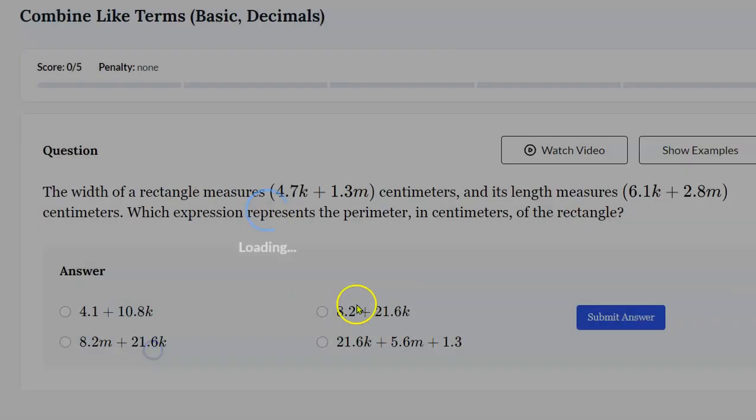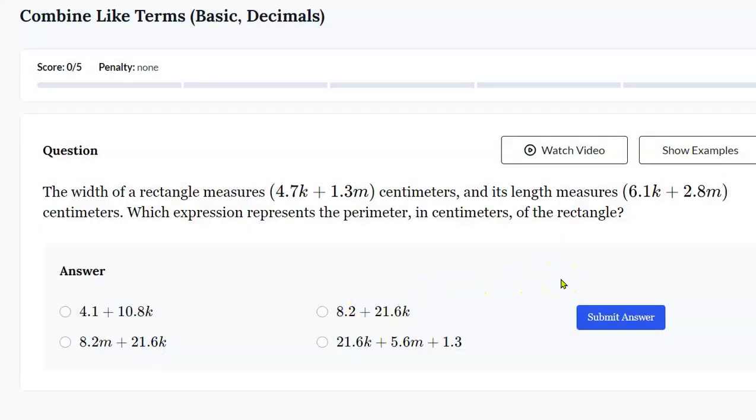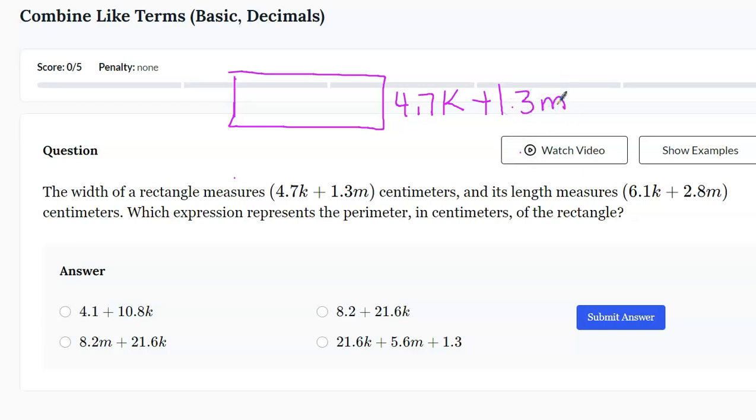Next topic is combining like terms, but this time with decimals. It's the same concept. Okay, I think for this one it might help if we drew the rectangle. So let's see what we've got here. The width of a rectangle is 4.7k plus 1.3m. And the length of the rectangle is 6.1k plus 2.8m. They want to know the perimeter.